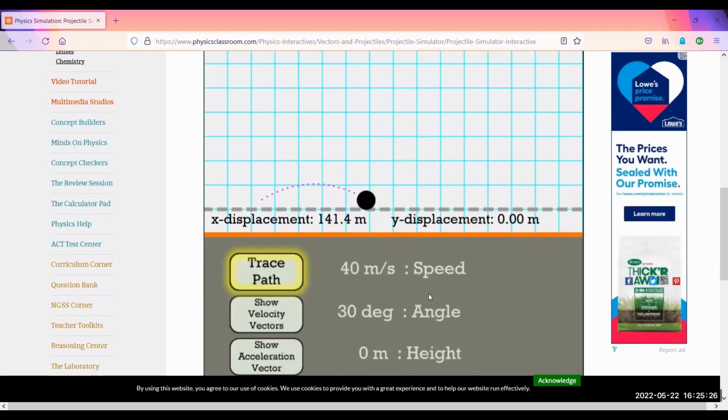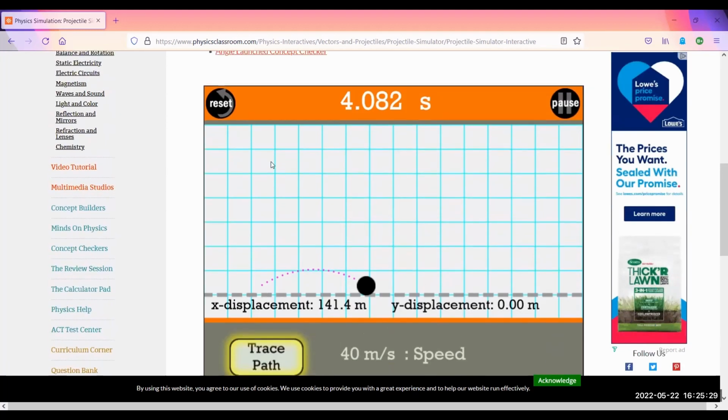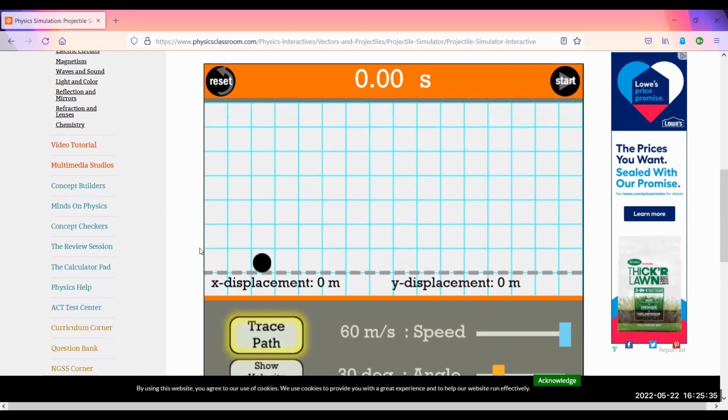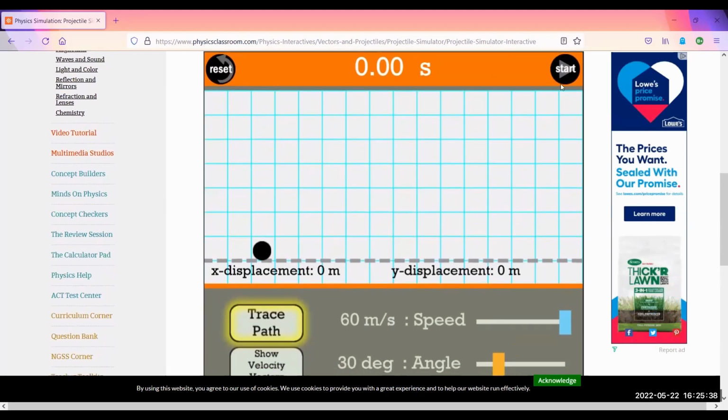And let's see what happens if we do the same thing now. Reset, but we increase the speed. We increase the magnitude of the velocity with which this thing is fired. I've increased it from 40 to 60. And now let's see what happens.